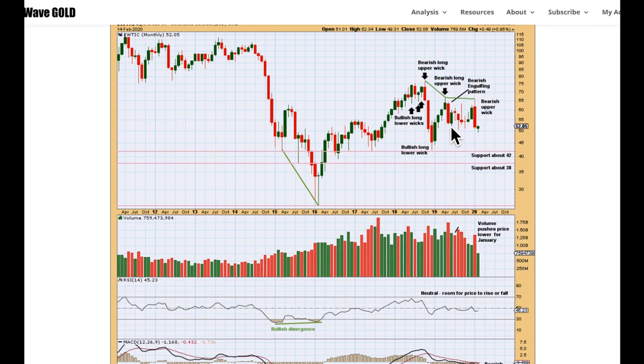A candlestick reversal pattern coming after a trend tells us to expect a trend change, in this case from up to either down or sideways, and sideways is what we're getting. Now we've got a huge bearish engulfing pattern and a bearish upper wick with push from volume for January. Downward months continue to be stronger than upward months.